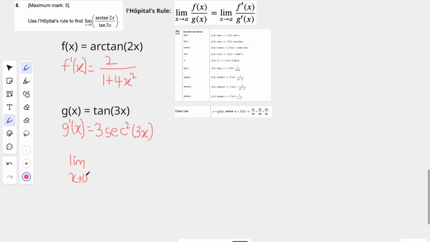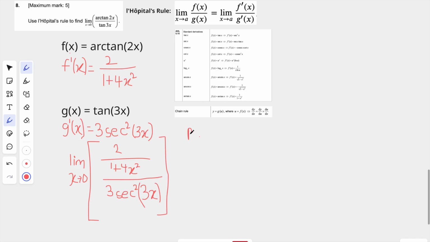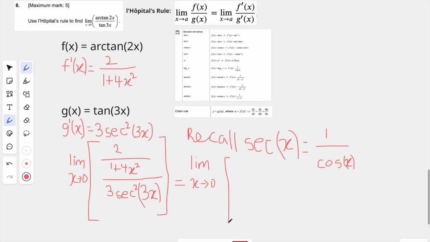We can now combine both of these together, resulting in trying to find the limit as x approaches 0 of the fraction 2 over 1 plus 4x squared divided by 3 secant squared 3x. Recall that sec theta equals 1 over cos theta, so we can rewrite the first derivative of g of x such that the limit we are trying to resolve is now 2 over 1 plus 4x squared divided by 3 over cos squared 3x.